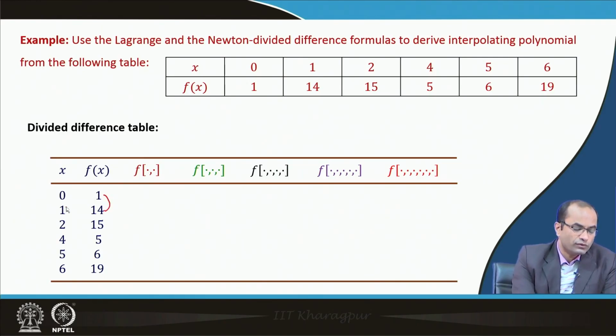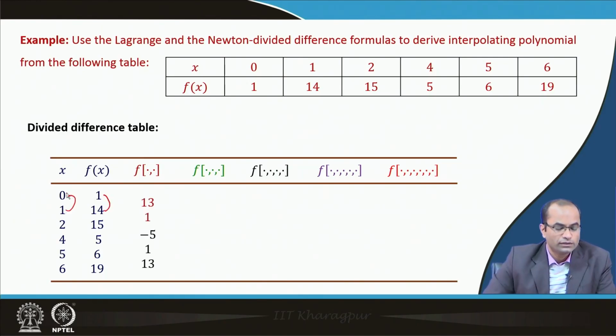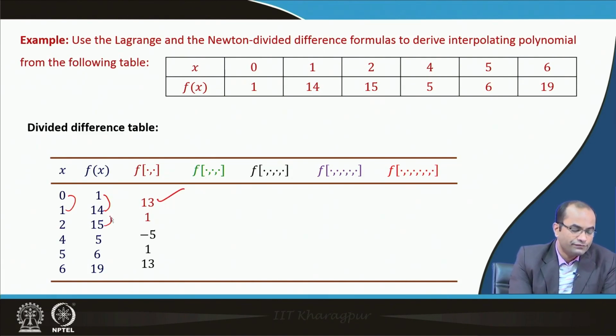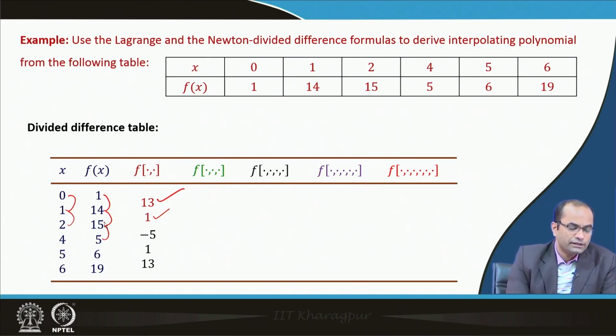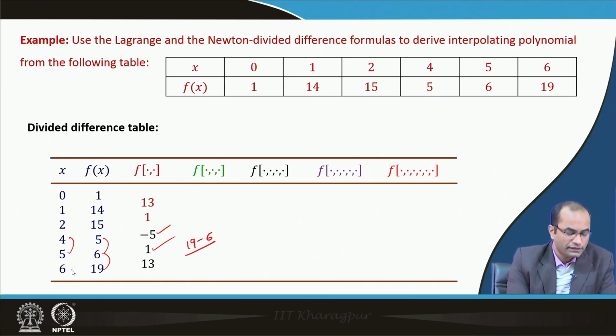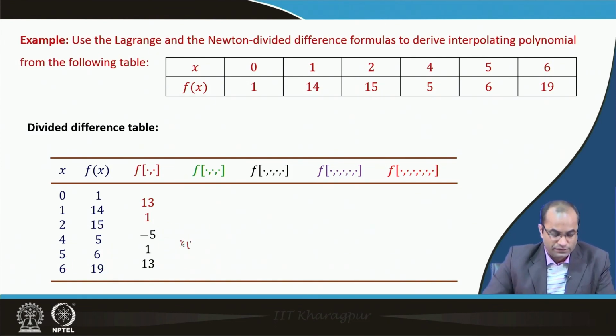And then we have to construct this divided difference table as we have done before. So, 14 minus 1 is 13, divided by 1, so this will be 13 here. Again 15 minus 14 is 1, and 2 minus 1 is 1, so division by 1 gives 1. Then 5 minus 15 is minus 10, and we divide by 2, so we get minus 5. Then 6 minus 5 is 1, and 1 divided by 1 is 1. Then 19 minus 6 divided by 5 minus 6, that is 13.